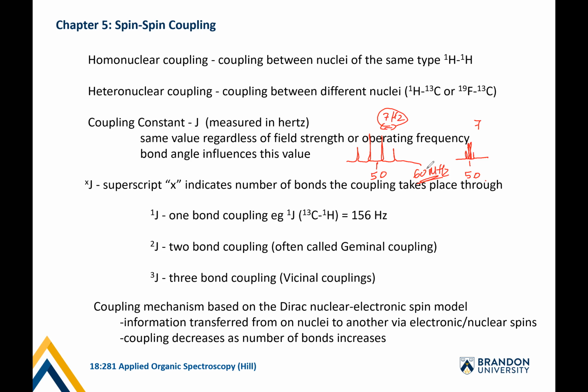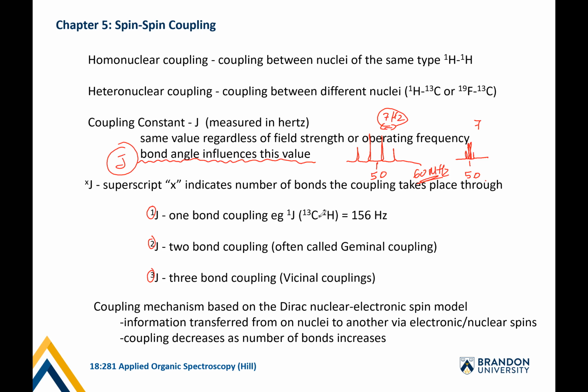Now, when we're talking about coupling, we use a little symbol here, 1 or 2 or 3, to basically depict the number of bonds between the nuclei which are coupling to one another. Oh, the thing which I forgot to mention is that it's actually the bond angle which is going to influence the value of J. We're going to see that in a second.